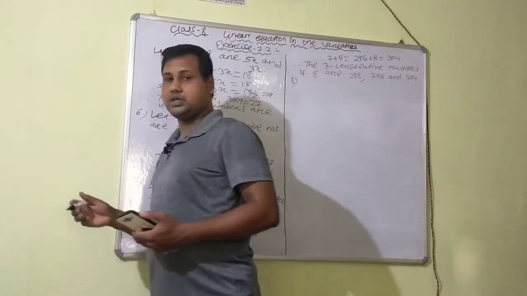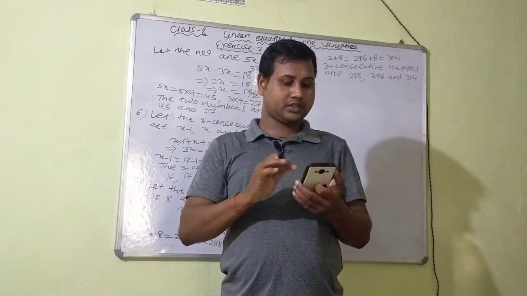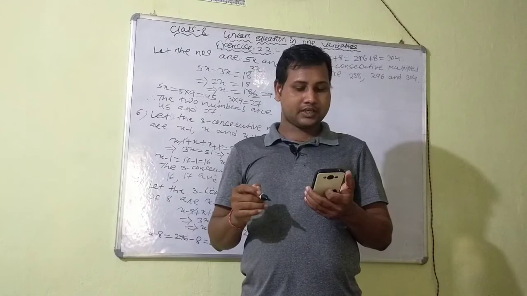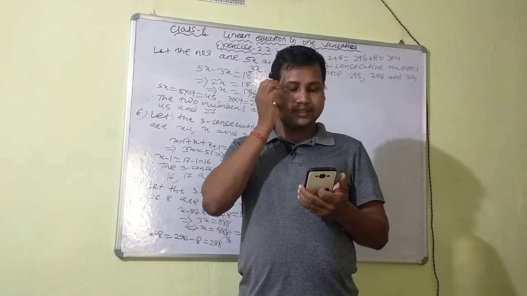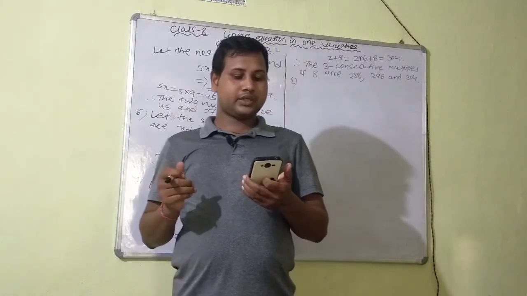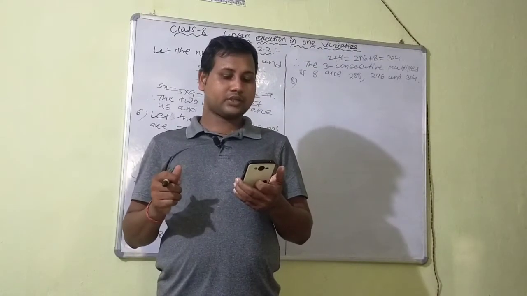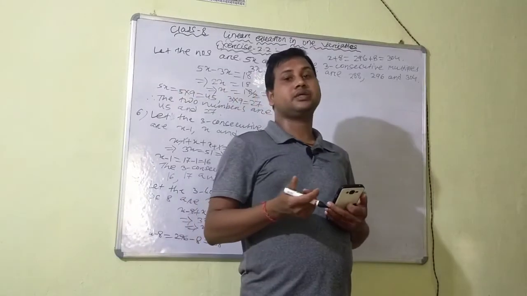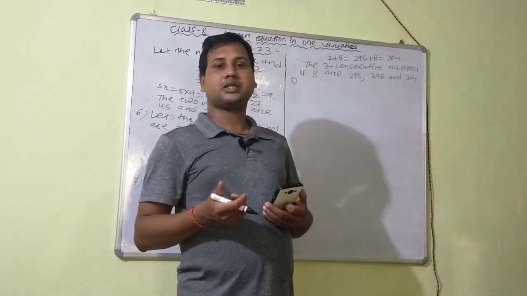Now we will discuss the next question, that is question number 8. Here, three consecutive integers are such that when they are taken in increasing order and multiplied by 2, 3 and 4 respectively, they add up to give 74. We will take the three consecutive numbers to be x minus 1, x and x plus 1.